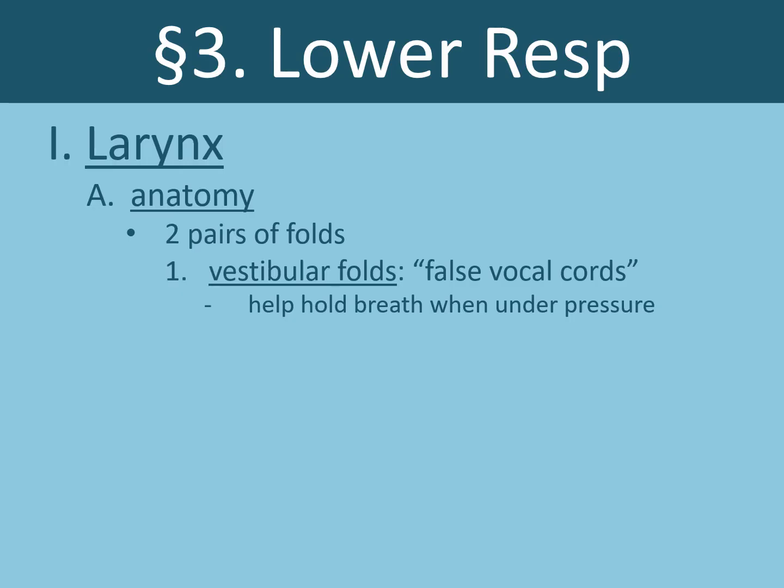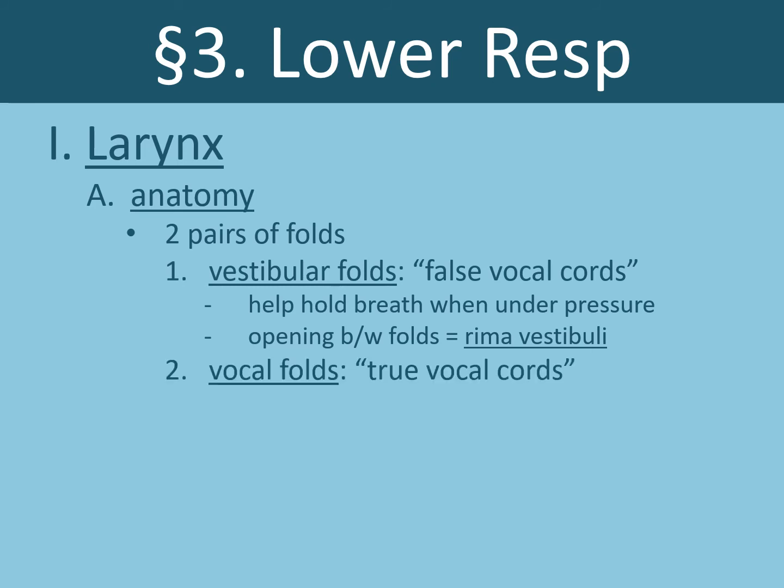Within the larynx are two pairs of folds. First we have the vestibular folds, or false vocal cords. The false vocal cords don't produce sound, but they help us hold our breath when our lungs are under pressure. The opening between the folds is called the rima vestibuli.